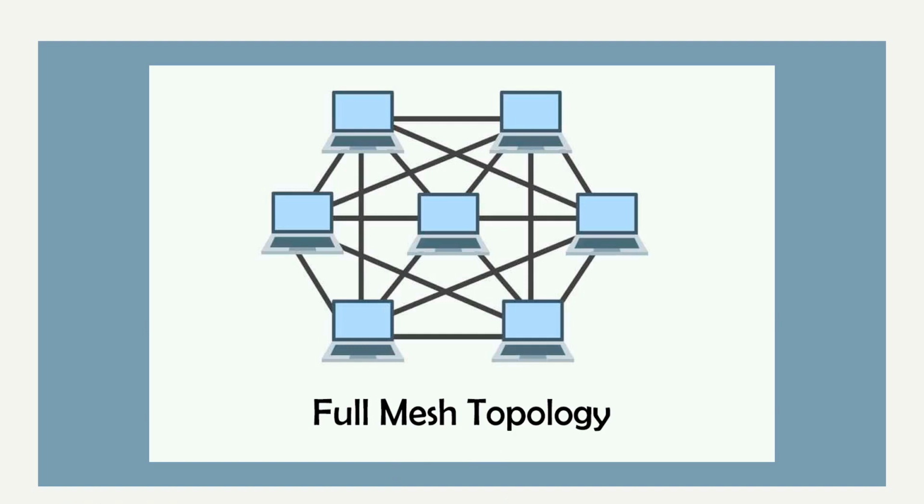Mesh topology. In this topology, devices are directly connected with each other. There are two types of mesh topology: partial mesh and full mesh. In partial mesh, only some devices have direct connections, while in full mesh all devices have direct connections. In a mesh topology, each computer is connected to every other computer by a separate cable.